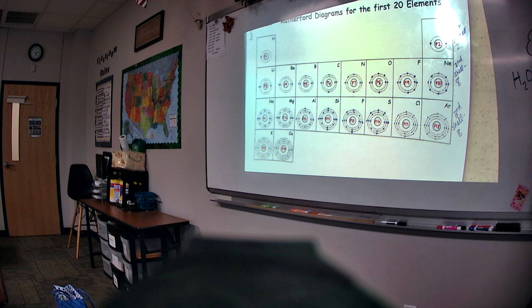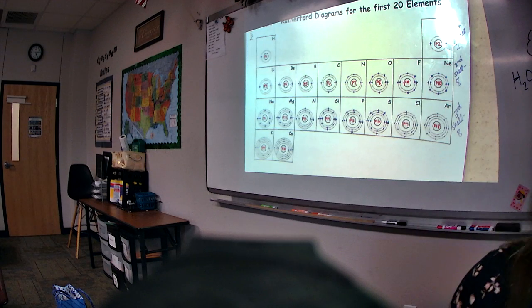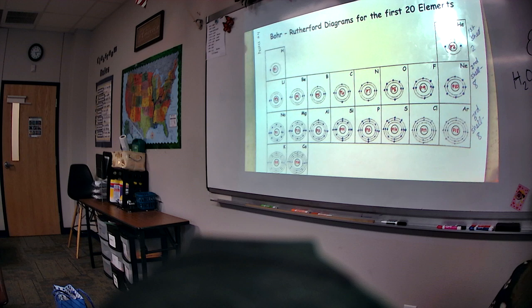Okay, now talking about the Bohr-Rutherford notes. We talked on Tuesday about how when electrons are added to atoms, they can't just go anywhere. There is a pattern. There are certain laws of nature that determine where the electrons fall, and the different shells, etc.